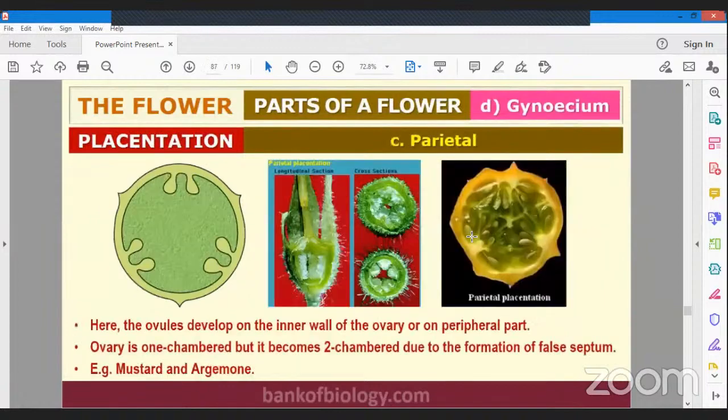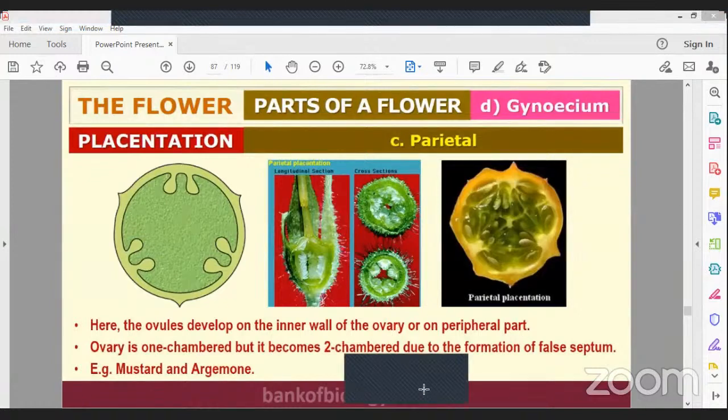Done. So we go to the next one. Parietal placentation. Here ovules are borne on the inner wall of the ovary or on the peripheral part. The ovary is only one chambered, but it becomes two chambered due to the formation of a false septum, but they won't divide it. Okay. So example, mustard and argemone. Take it down.